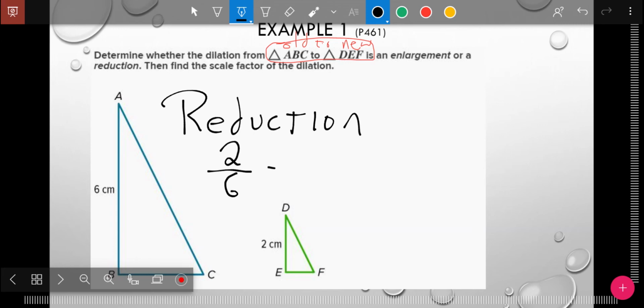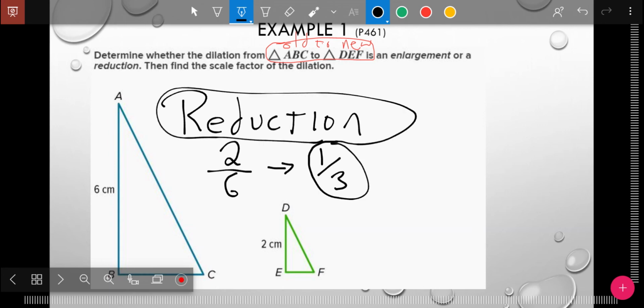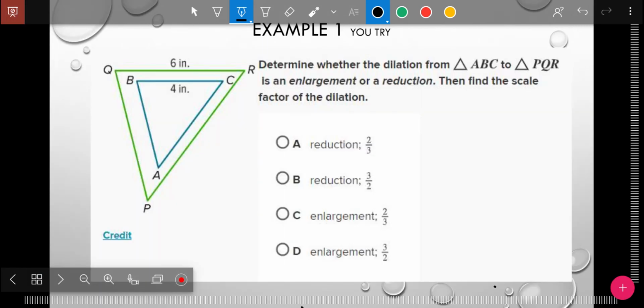Now, I would be done there, but it reduces. 2 goes into 2 once. 2 goes into 6 3 times, and so that ends up being my scale factor, and this is the fact that it reduced or got smaller. Now there's one for you to try on your own. Pause the video here and give it a try.